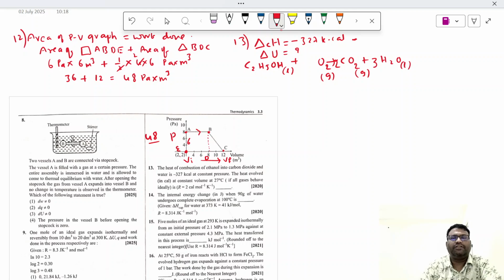Already 1 is there, here 7, so 3. That is sufficient. So 3, 2, 6, 1, 7, 2, 2, 4 plus 3, 7. Right? It is balanced. Now you want to calculate delta Ng. Delta Ng means number of moles of gaseous products minus number of moles of gaseous reactants. Gaseous products are 2, minus number of moles of gaseous reactants are 3, that is minus 1.